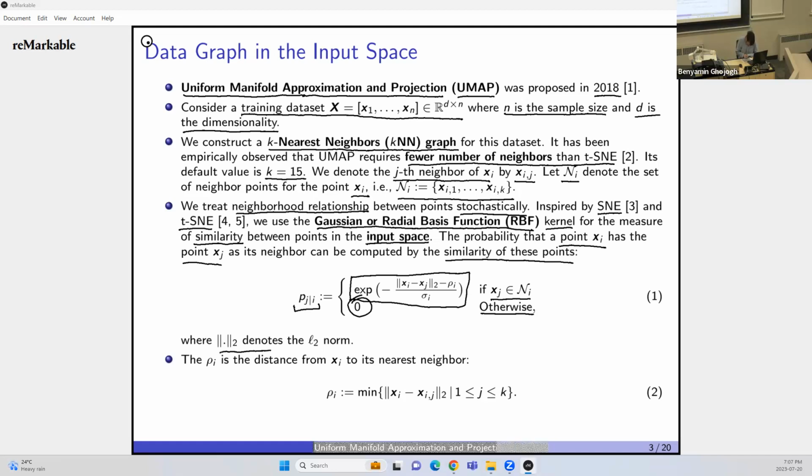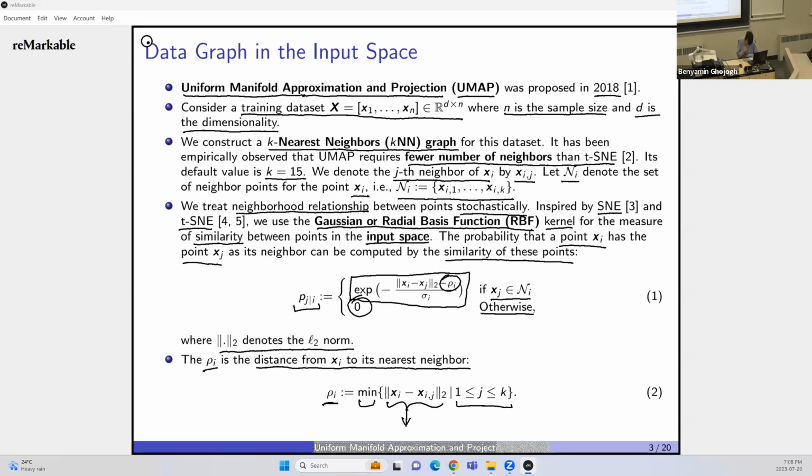And here, this denotes the L2 norm. And as you see, this is the format of a Gaussian distribution. So here we have minus rho i, and this rho i is the distance of xi to its nearest neighbor. So rho i we denote as the minimum of the L2 norm of xi minus xij for all j from 1 to k. This is the Euclidean distance of xi to its jth neighbor. We calculate this for all of the k neighbors, and we take the minimum one. So this is the minimum distance.